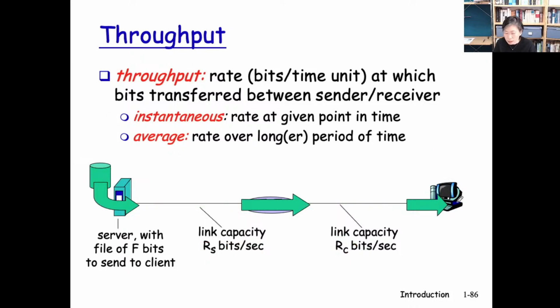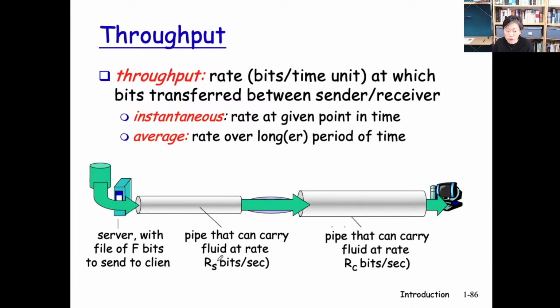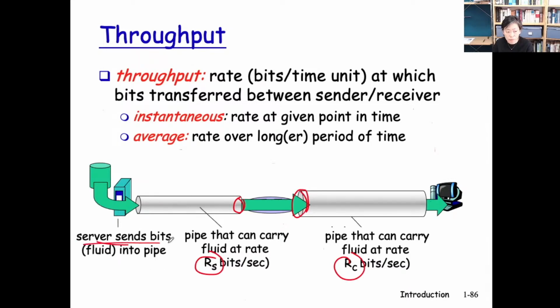Now, let's consider such a data pipeline as a fluid pipeline, a water pipeline. Then you see I'm drawing the pipeline's width, the diameter, based on the link capacity. So RC here, let's assume it's larger, so you see a bigger pipe versus RS, a smaller pipe. And you can also think about the server here being a water tank, dumping fluid into the entire pipeline.